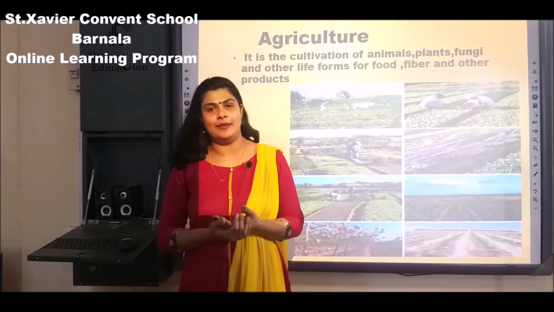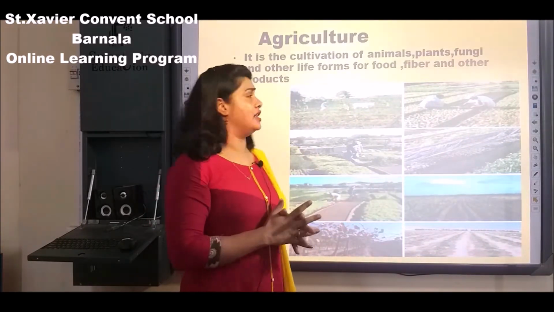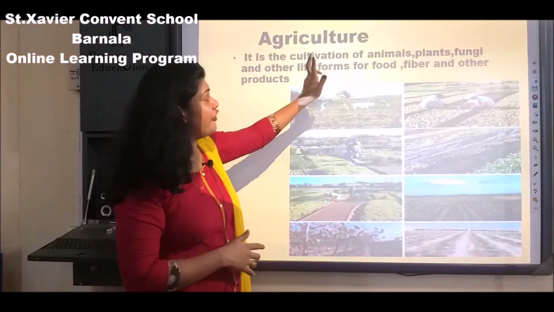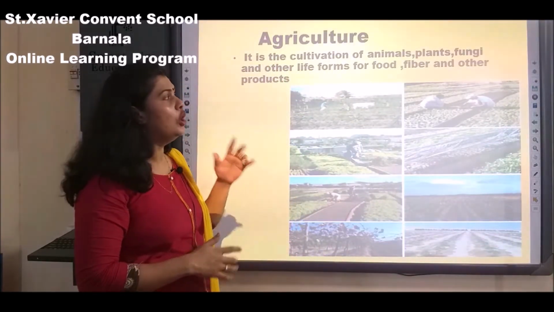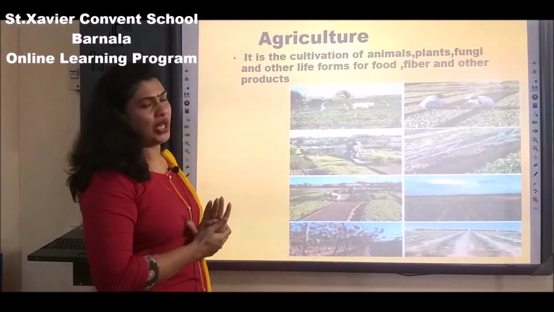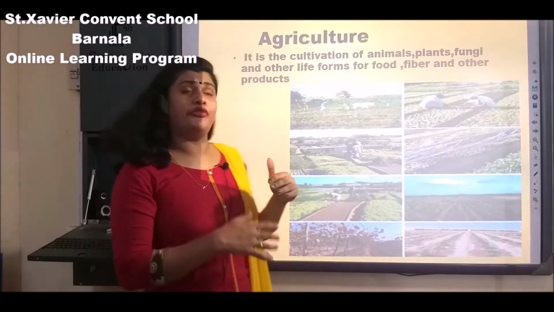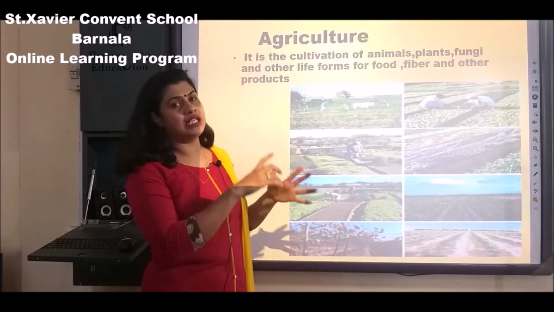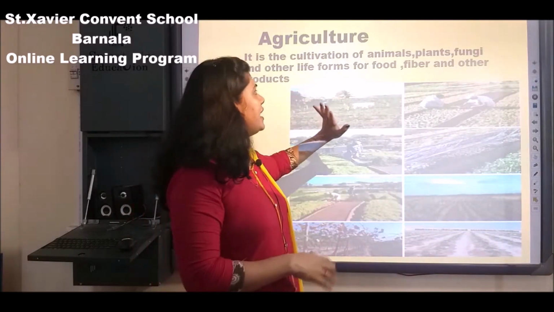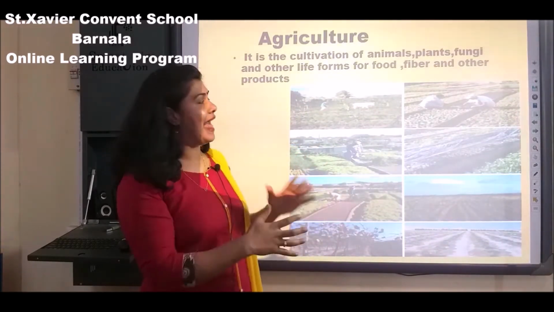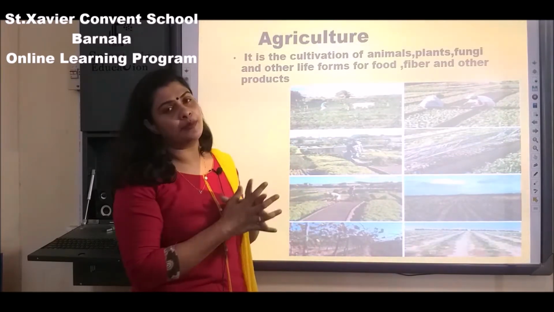You all have heard about agriculture. Our state is also focusing on agriculture. What do you mean by agriculture? It is the cultivation of animals, plants, fungi and other life forms for food, fiber and other products. Not only farming is agriculture. So there are different forms of agriculture, like sericulture and horticulture, that we will discuss later. So agriculture means the cultivation of animals, plants, fungi and other life forms for food, fiber and other products.